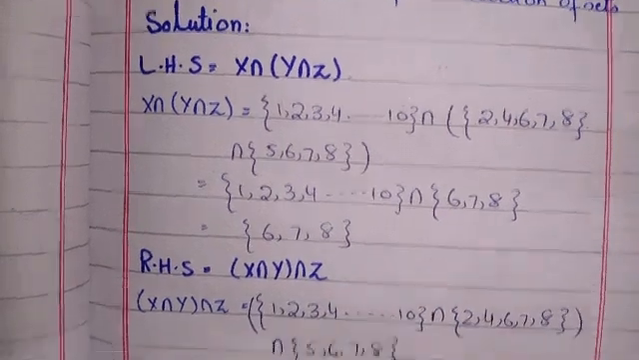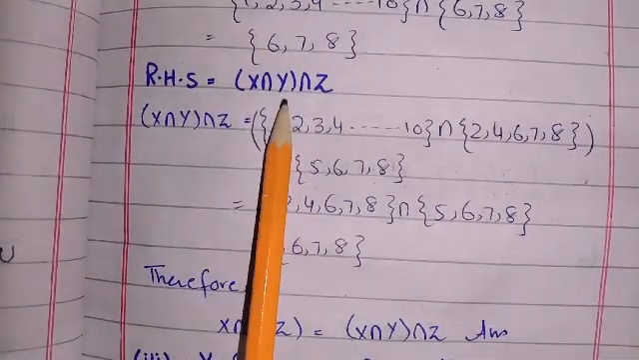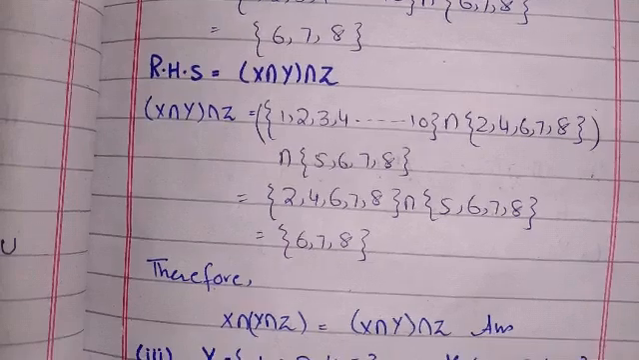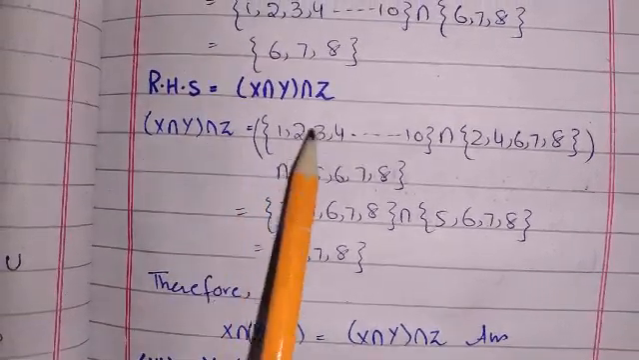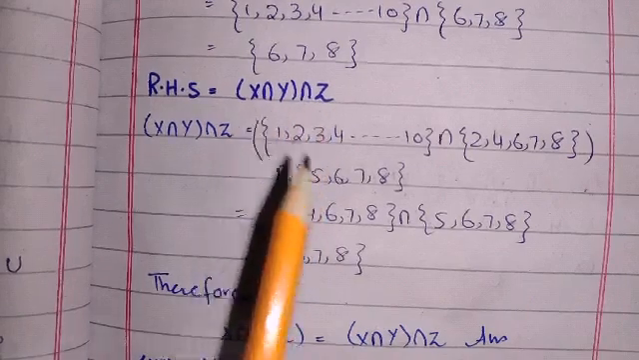The intersection of both sets is 6, 7, 8, because 6, 7, 8 are the elements which are in both sets. Now students, here is our right hand side, which is equal to X intersection Y intersection Z. We must find out the intersection of X and Y first, and then we will find the intersection with Z of the resultant set.